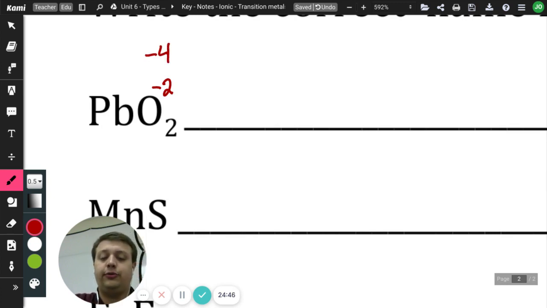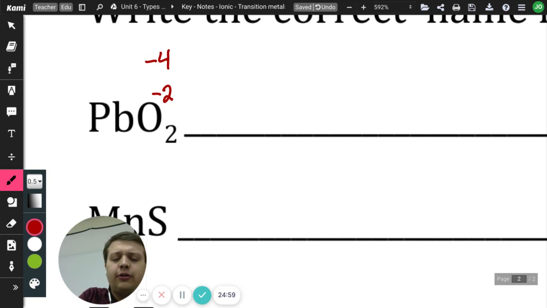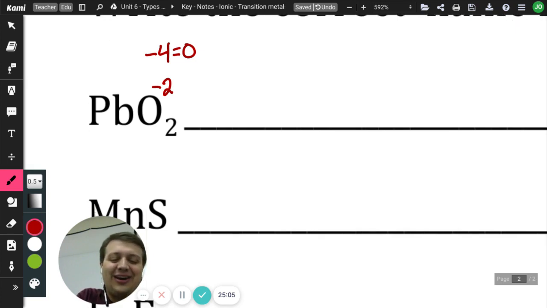Right? 2 times -2 gives me -4. Now, again, I know that I want my compounds to cancel out. I want my positive and my negative to cancel out, which means I want them to equal 0, right? So I've got my -4 and I want it to equal 0. So what do I need? I need a +4, right? So I need a +4 from over here.